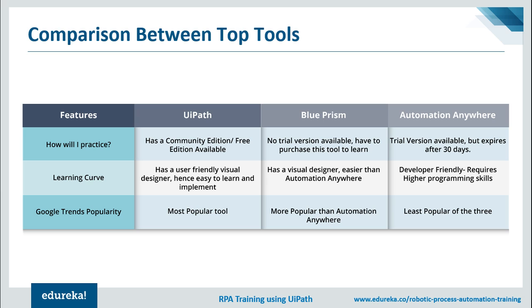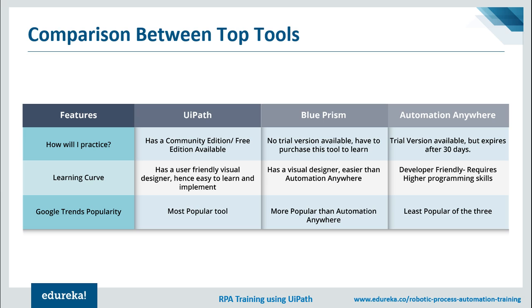But compared to Blue Prism and Automation Anywhere, Blue Prism also has a visual designer, but yes, it's tougher to understand than UiPath. But with Automation Anywhere, you have to use high programming skills. So if you're from a non-IT background, then you cannot use Automation Anywhere. If you have to understand how to automate tasks and you're from a non-IT background, then I could say that the UiPath tool must be your go-to tool.